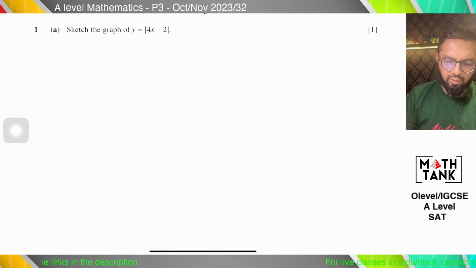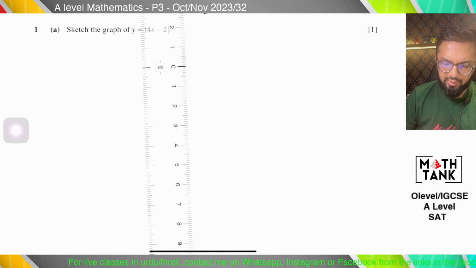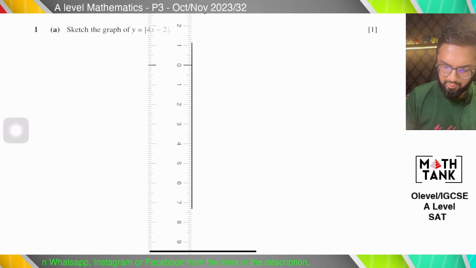The first says sketch the graph of y equals 4x minus 2 modulus. So I'm going to draw an axis and call that my origin.